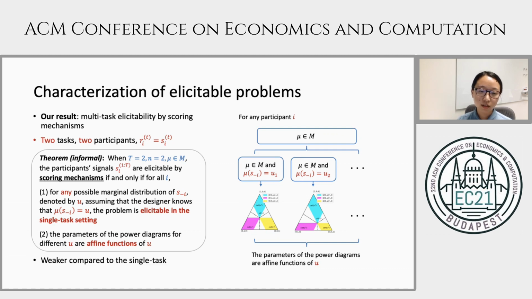Note that this condition is weaker compared to the condition for the single task setting, because if we can find a power diagram for the original problem, we can just use it for all the subproblems. And a constant function will be a trivial Fn function.